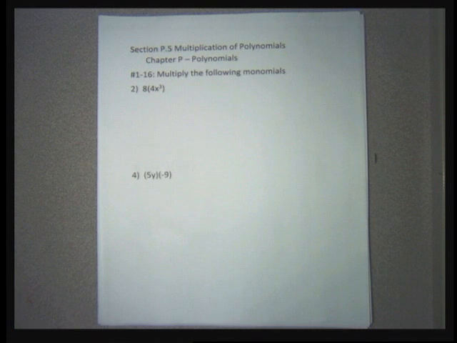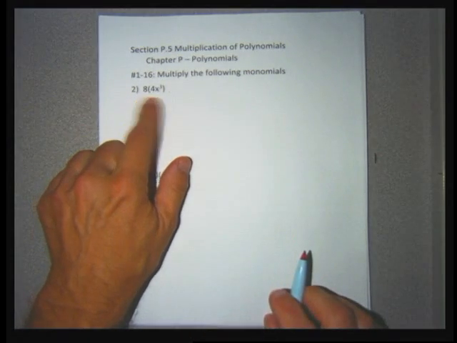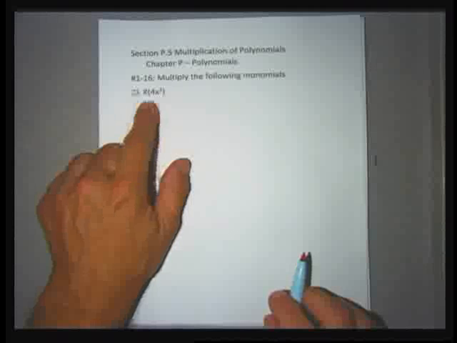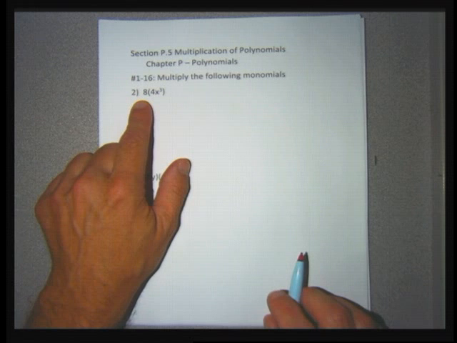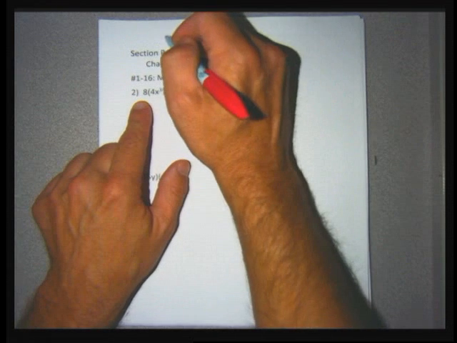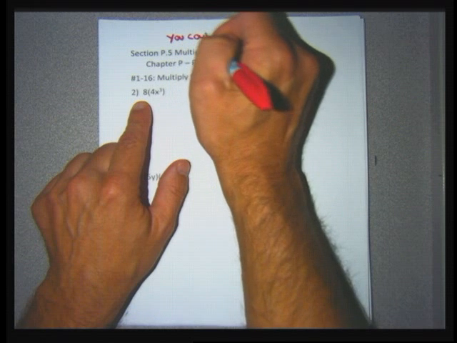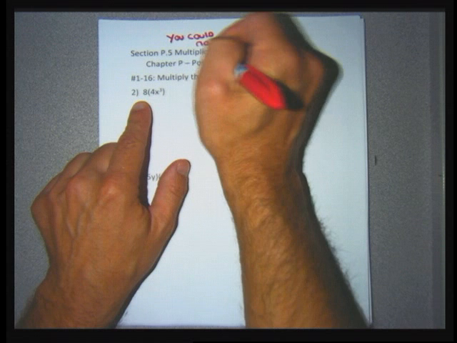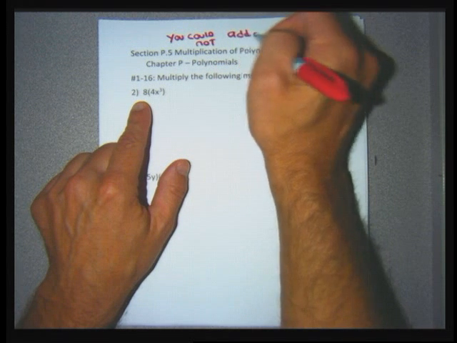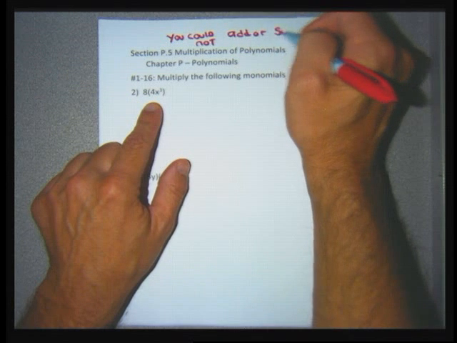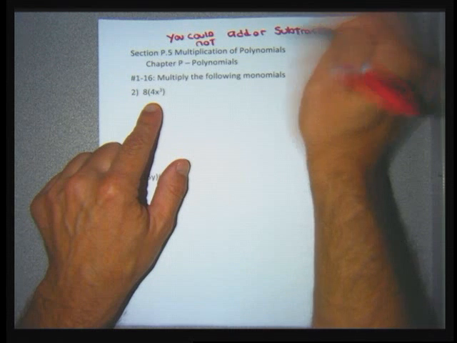So when I look at a problem like number 2, this is a multiplication problem because there's not a sign between the 8 and the parentheses, so that means multiply. You can multiply any terms. You can even multiply terms that you couldn't add. So you could not add or subtract the two terms here that are being multiplied, the factors, I suppose, because they're not like terms.